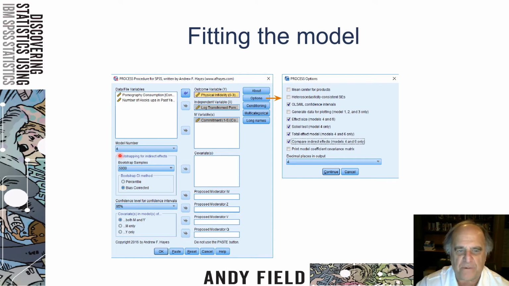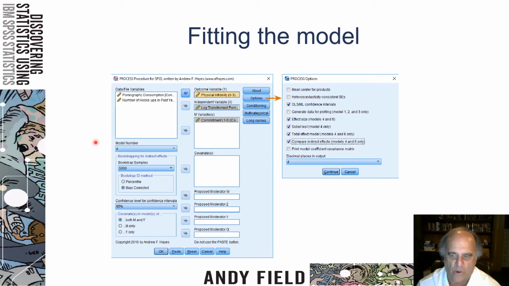You have to put the correct model in here or nothing's going to work, and you're going to get lots of errors. So you have to find the correct model number here. Now, for a simple mediation like this, 4 is the correct model. If you have this kind of simple mediation, 4 is always going to be your correct model.